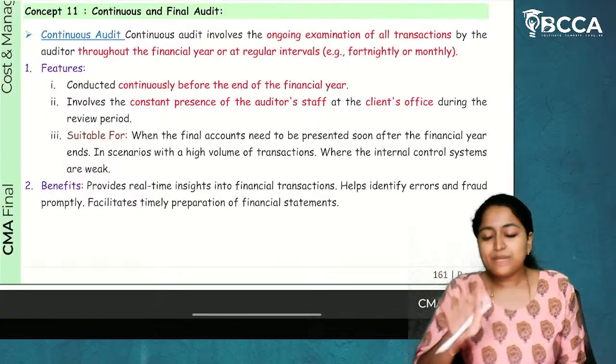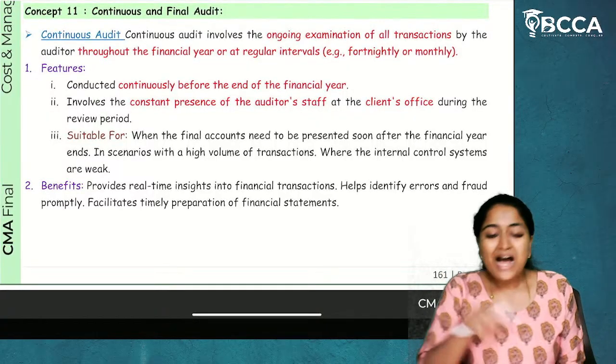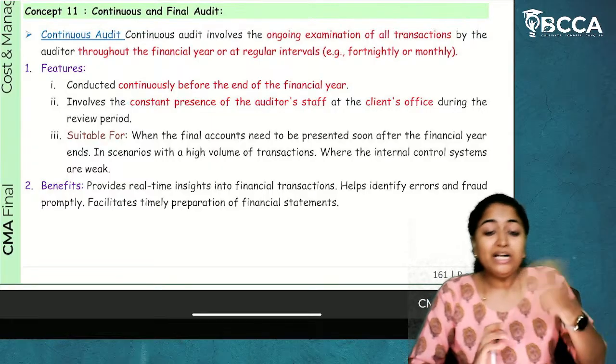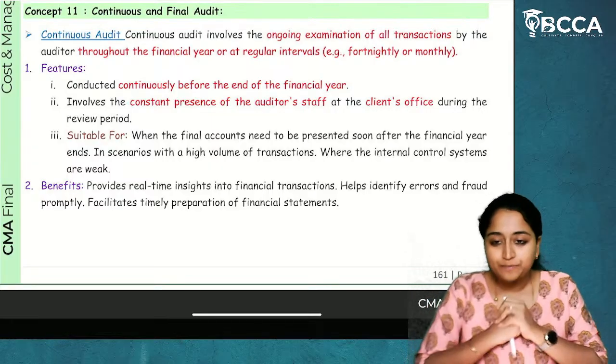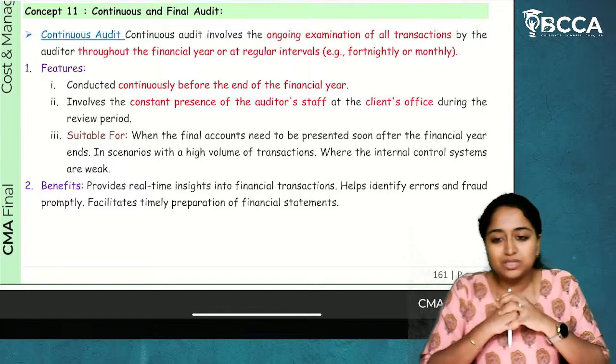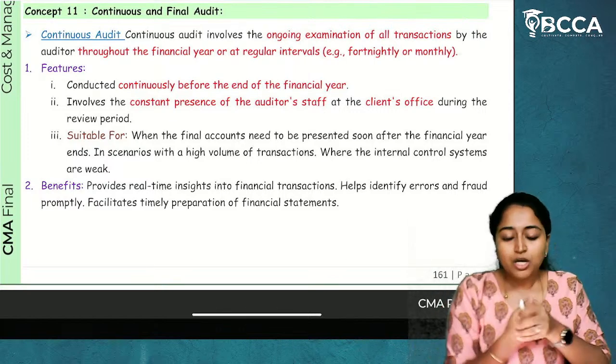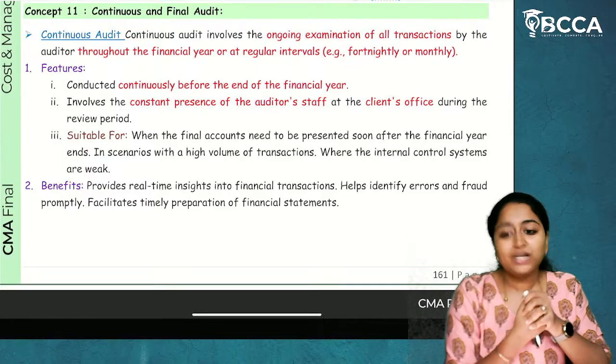In 5 concepts, one concept is about audit. How audit can be conducted. First, audit can be conducted based on continuous audit or final audit. Now, what does it mean by continuous audit? Which means audit will be conducted throughout the year. Throughout the year, audit will be conducted.